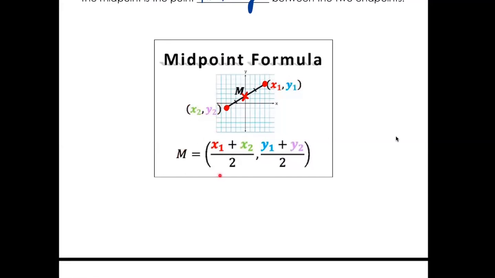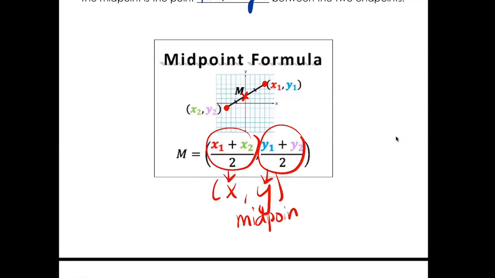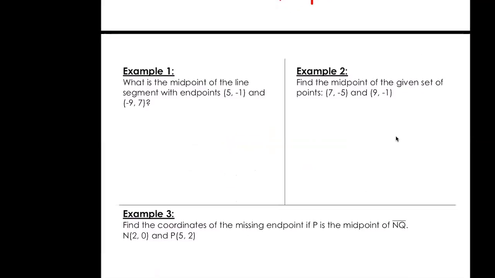Now the formula for midpoint is x1 plus x2 over 2. You're adding them together, cutting it in half. You're basically finding the average, comma, y1 plus y2 over 2, okay? And this is going to give you an answer that looks like this, x comma y. You do this separately, you get an answer for x. You compute that separately, you get an answer for y. And that is going to be the coordinate pair for your midpoint. All right, let's move on to some examples.